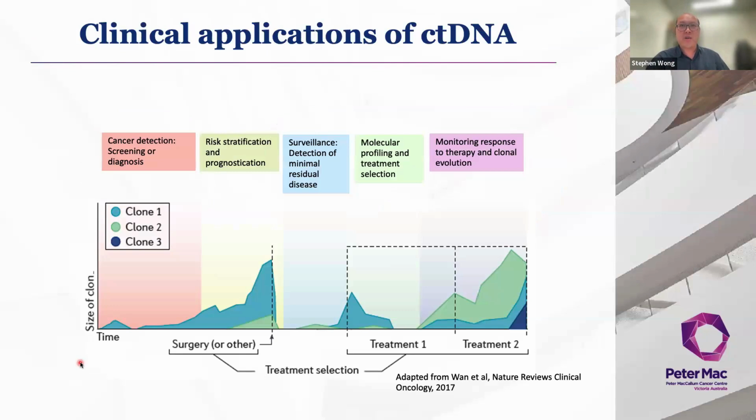I've shown this slide here, which shows that ctDNA can be utilized right at the beginning of a cancer patient's journey in terms of cancer screening and diagnosis, but it can also be utilized in terms of risk stratification, minimal residual disease detection, molecular profiling upon treatment selection, tracking of disease, and also detection of resistance. Over the next couple of slides, I'm going to show you some of the publications that we've done in order to explore the potential validity of these clinical applications across different tumor types.